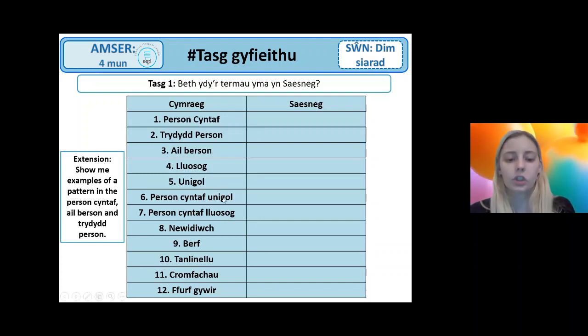Newidiwch, you should recognise from GCSE. Remember, a command word or an imperative instruction word will always end in WCH. Tanlinellwch, a clue to remember this is there's always a line in there. Cromfachau is quite a difficult word to remember. It did come up one year in one of the past papers, so we do really need to know this when we go through the answers. And finally, you have ffurf gywir.